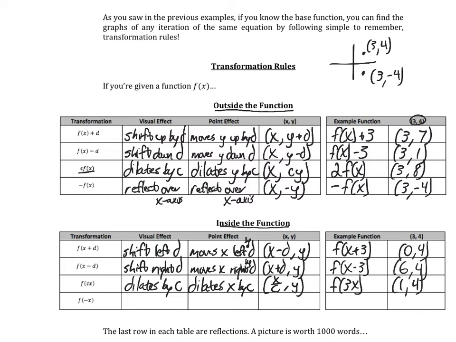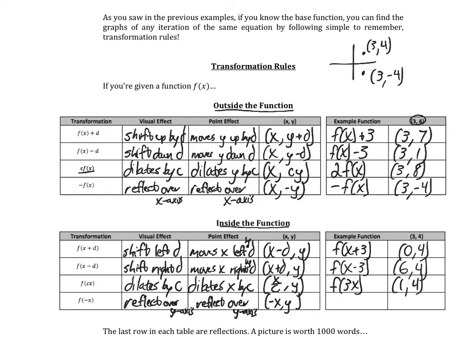And then the last one, f of negative x. If there's a negative on the inside, what's that going to do instead of reflecting over the x? It's going to reflect over the y-axis. In terms of the point effect, what happens to the point? It's the same thing. Reflect over the y-axis, meaning the x value will change this time. So instead of x, y, it's going to be negative x, comma y.